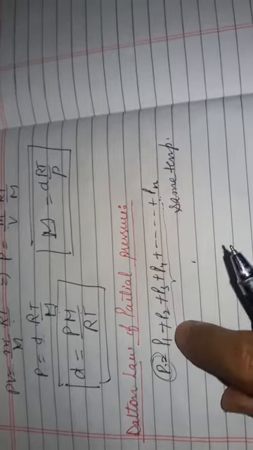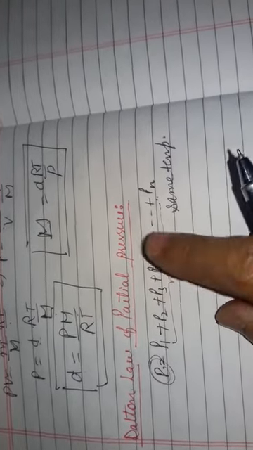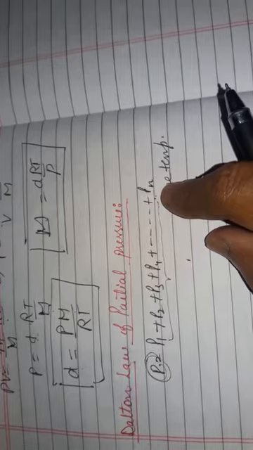So this is the mathematical expression: P total is equal to P1 plus P2 plus P3 plus P4 up to Pn. Okay, this is your Dalton law of partial pressure.